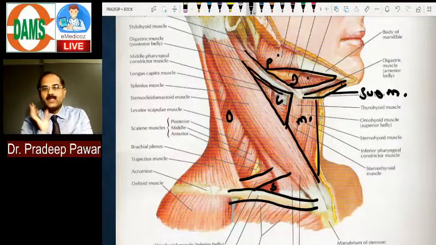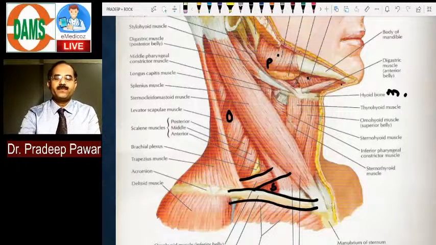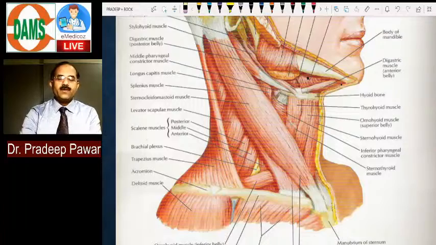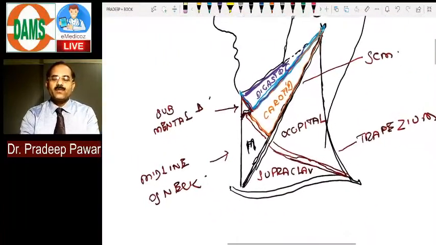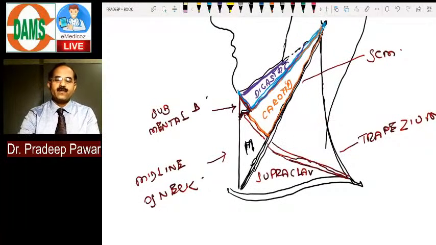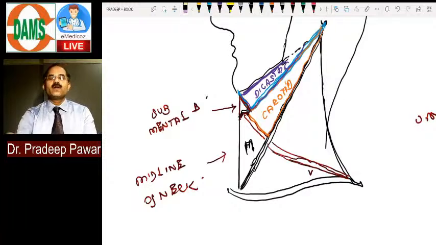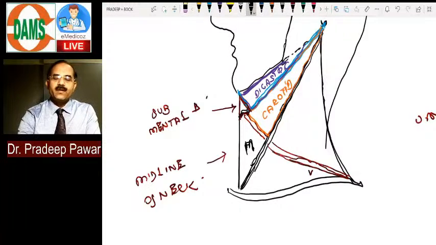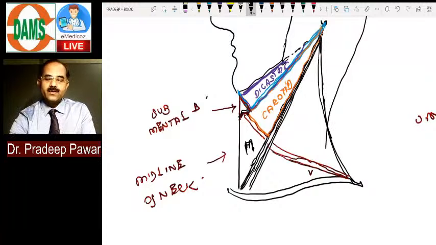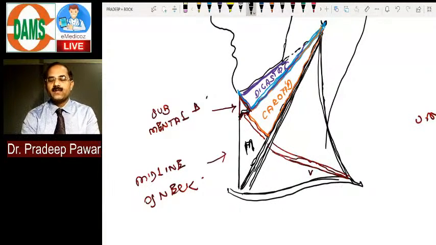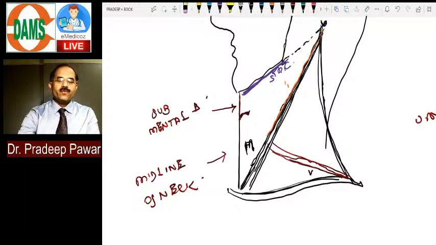I'll tell you the posterior triangle in slight detail. Now that you know the boundaries of this triangle, what are the boundaries of the posterior triangle? Have a look at this slide. Anteriorly is the sternocleidomastoid, posteriorly is the trapezius, and below is the clavicle. Now we'll see the floor of the posterior triangle.